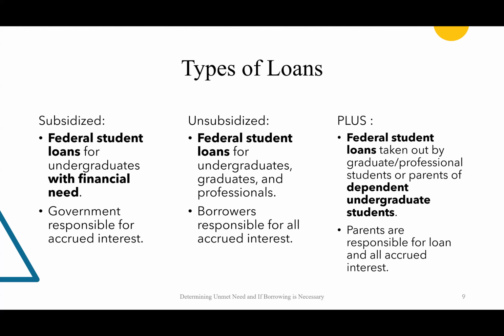And so lastly, we have the PLUS loan. This is also a federal student loan taken out by graduate and professional students, or the parents of dependent undergraduate students. What makes the PLUS loan so special is that it is a parent-only loan. The parents will be responsible for the loan and all accrued interest on this particular loan. This loan is really like a last resort because the interest rates tend to be very high. So it's kind of like a last resort for students.